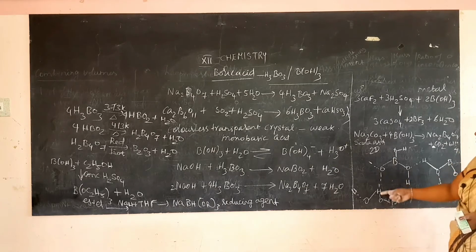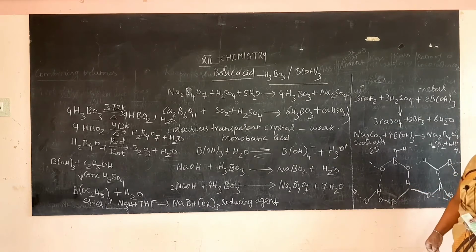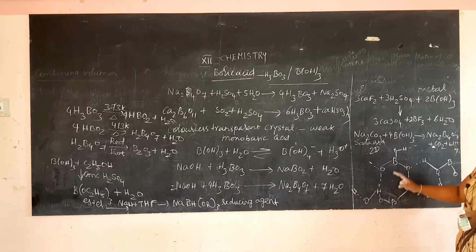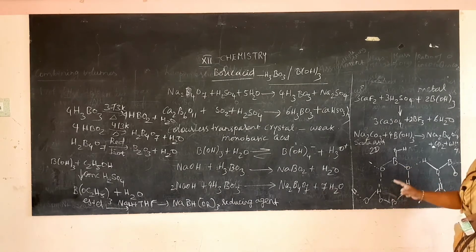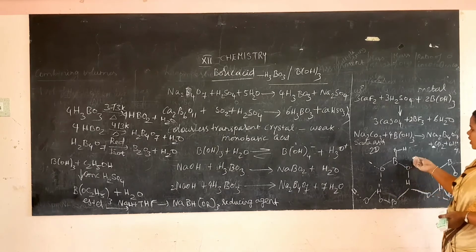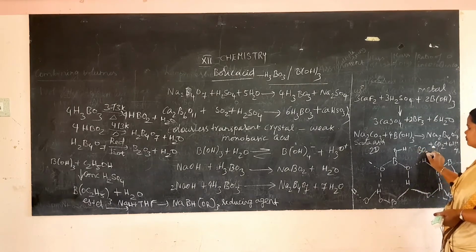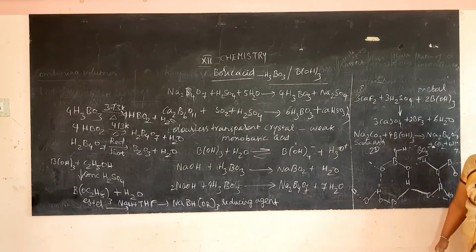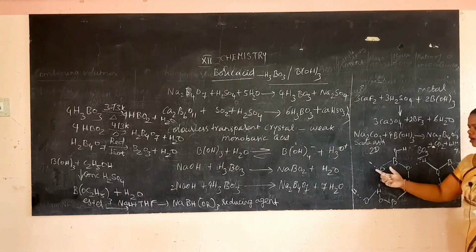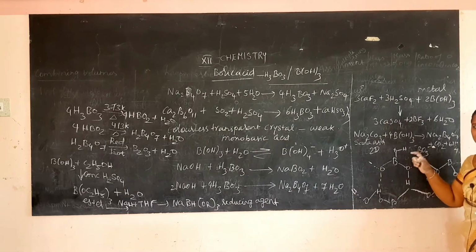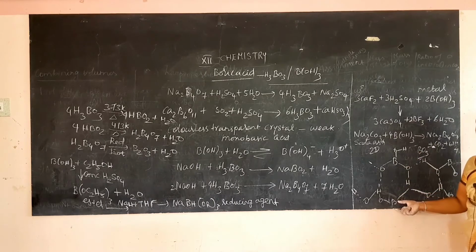Look here, this has a two-dimensional layered structure. This boric acid has a two-dimensional layered structure, in which the BO3 minus ions are bonded, or linked, through hydrogen bonding.